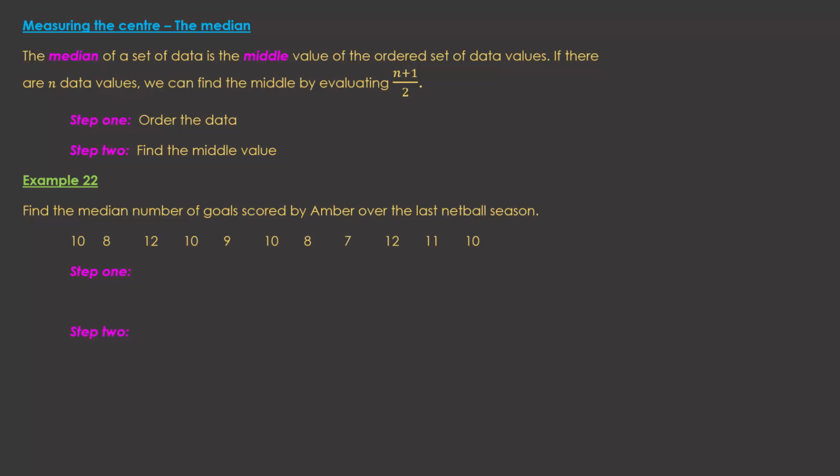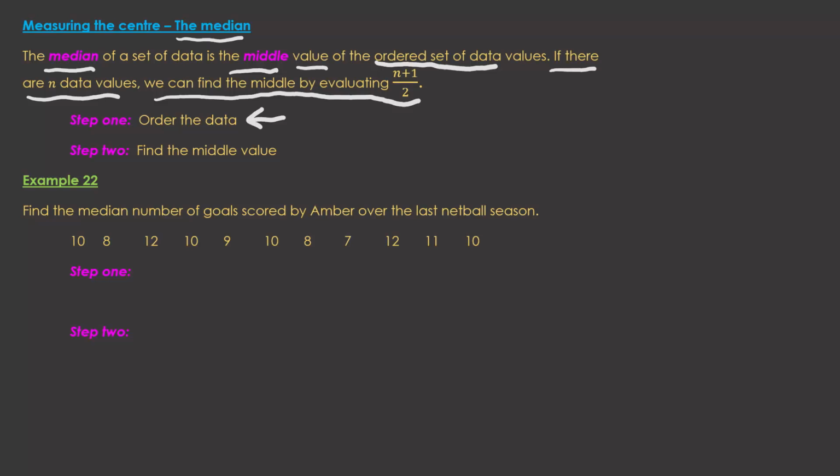Measure in the center: the median. The median of a set of data is the middle value of the ordered set of data, and that's important. If there are n data values, we can find the middle by evaluating (n + 1) divided by 2. We'll look at that in a moment. So there are two steps: order the data and find the middle value.